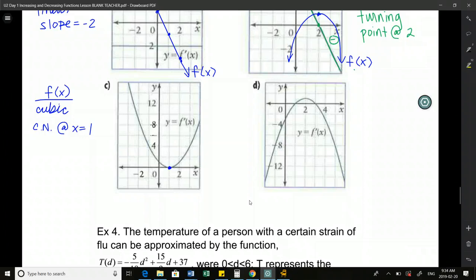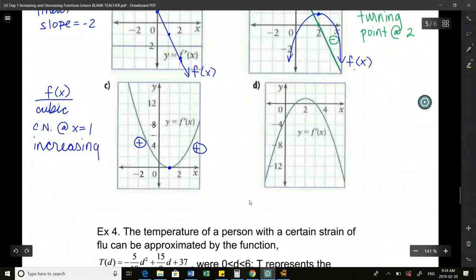However, this graph is actually positive. It's in the positive section of this graph everywhere. So what does that tell me about my original function? Mark? Yeah, so it's always increasing. So what I need to just make sure of is that I draw my graph so that it's increasing. So as I go left to right, it is always going up.